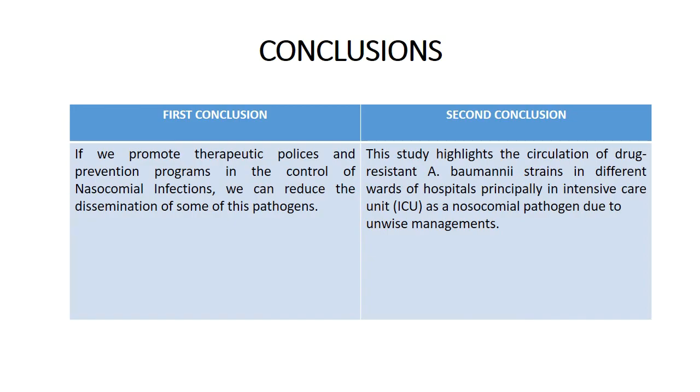And lastly, the conclusions. The first conclusion that we have is that if we promote therapeutic policies and prevention programs in the control of nosocomial infections, we can reduce the dissemination of some of these pathogens. And the second conclusion is that this study highlights the circulation of drug-resistant A. baumannii strains in different wards of hospitals, principally in the intensive care unit, as nosocomial pathogens due to unwise management.